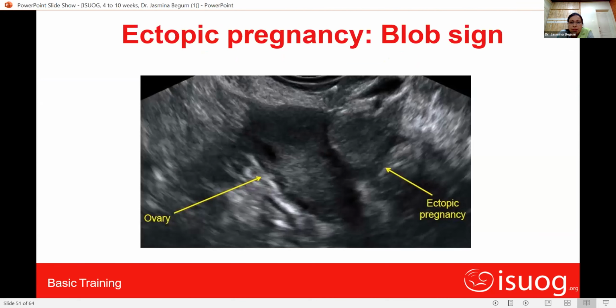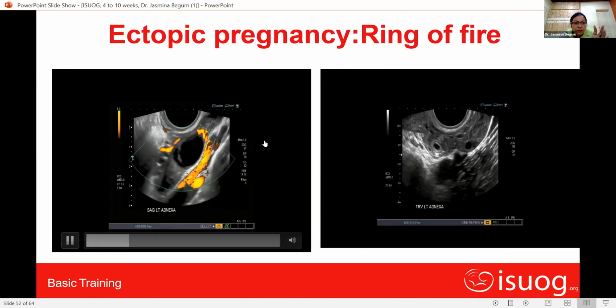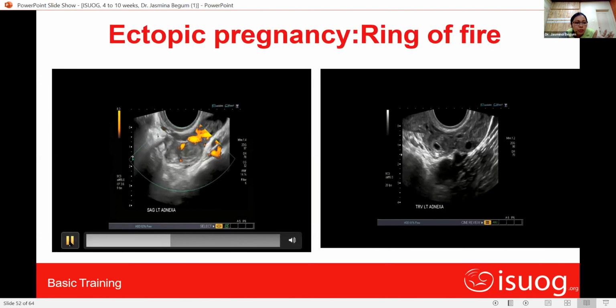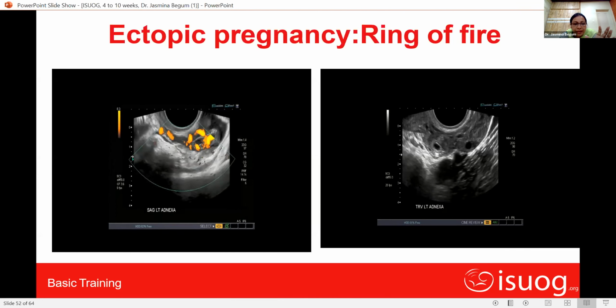So this is an image showing the extrauterine heterogeneous mass, the blob sign. And if you put Doppler in those conditions, you can see the ring of fire. Extrauterine, you will get a gestational sac, with increased trophoblastic flow and increased vascularity. You can see this gestational sac is present outside the uterine cavity. It is lined by a hyperechogenic rim, and it is sonolucent at the center. If you put Doppler, you can see how much vascularity there is. So this is called the ring of fire sign.